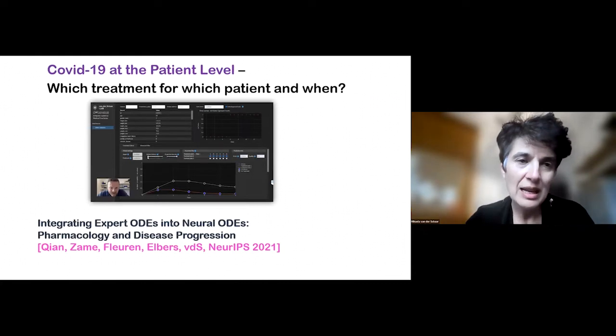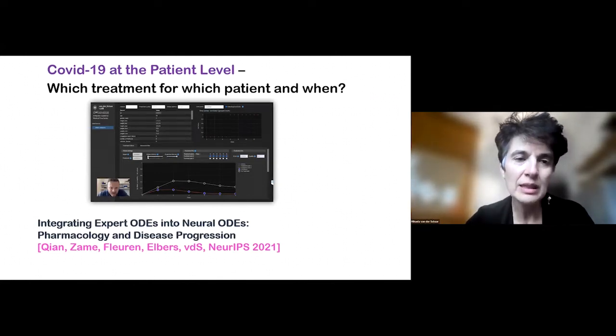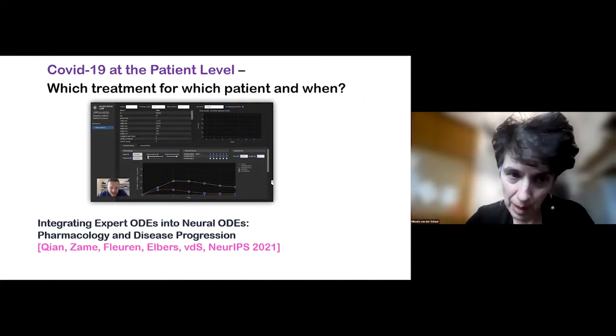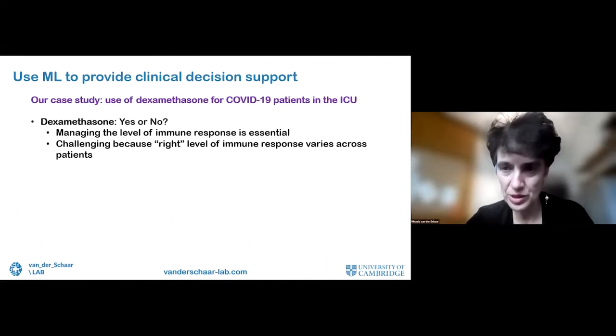with clinicians at the University of Amsterdam Medical Center, as well as in Cambridge, where the focus was to combine ideas from pharmacology with ideas from machine learning. And what we want to show to you here is that machine learning, in joining forces with biology and pharmacology, can be significantly empowered. The problem we wanted to address was the use of dexamethasone for COVID-19 patients in the ICU. And this is a very complicated problem because it requires managing the level of immune response, which is challenging because the right level of immune response varies across the patients.